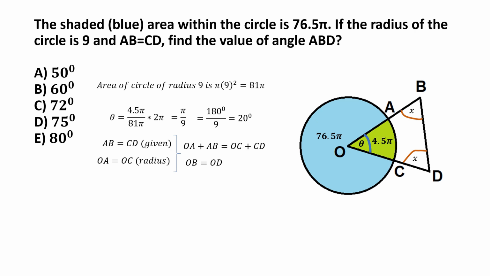So in triangle OBD, we have the angles x, x, and theta, and they should sum up to 180 degrees, because the sum of angles of a triangle is 180. This gives 2x plus theta equals 180 degrees. We know theta is the sector angle, which turned out to be pi by 9 radians, or 20 degrees when converted. So 2x plus 20 degrees is 180 degrees, and from this we can easily solve for x, which turns out to be 80 degrees.